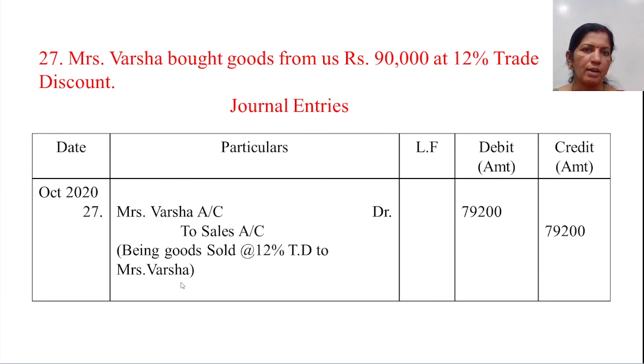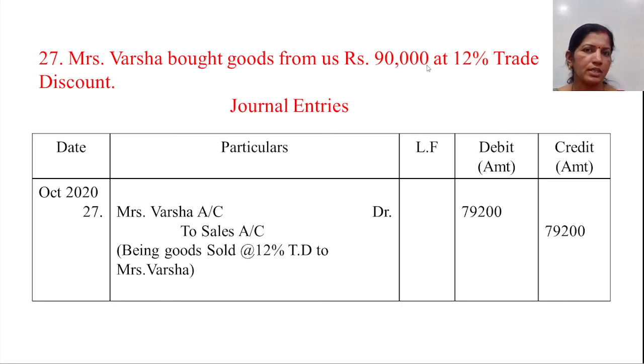See, Varsha bought goods from us. Varsha bought from us means we sold to Varsha. Listen carefully to the meaning of the transaction. And this is our journal. That's why we record the transaction from our point of view. We sold goods, Varsha is the purchaser. Narration, journal entry. See the date 27, Mrs. Varsha account debit to sales account, and the value is 12% deducted from the selling price 90,000.